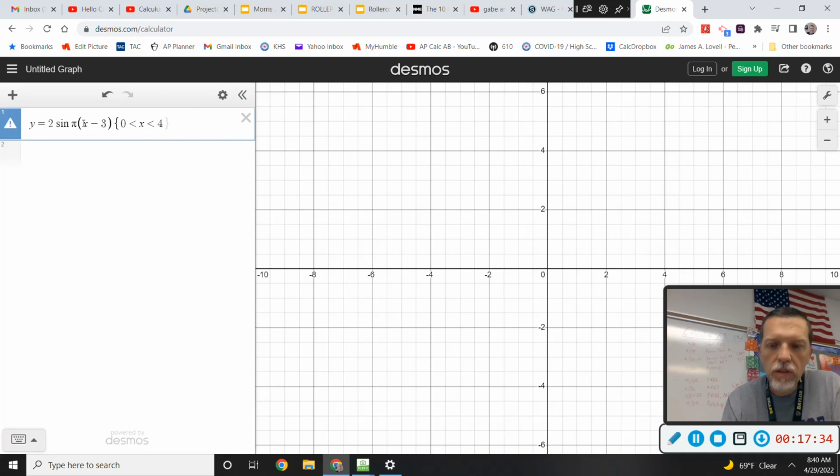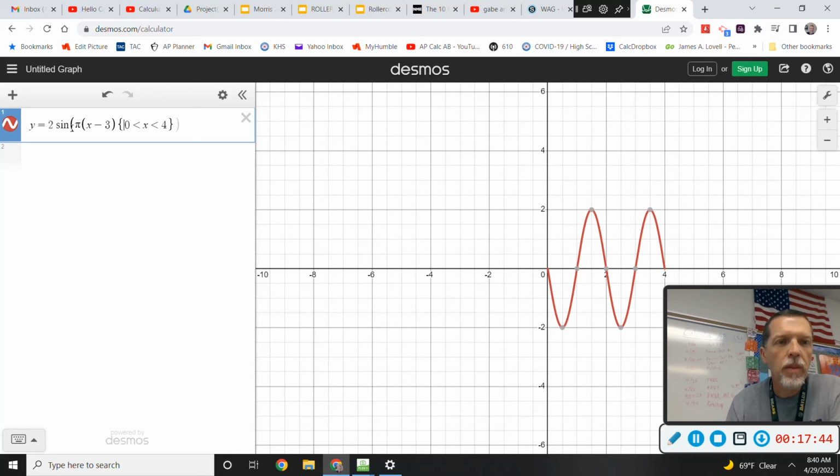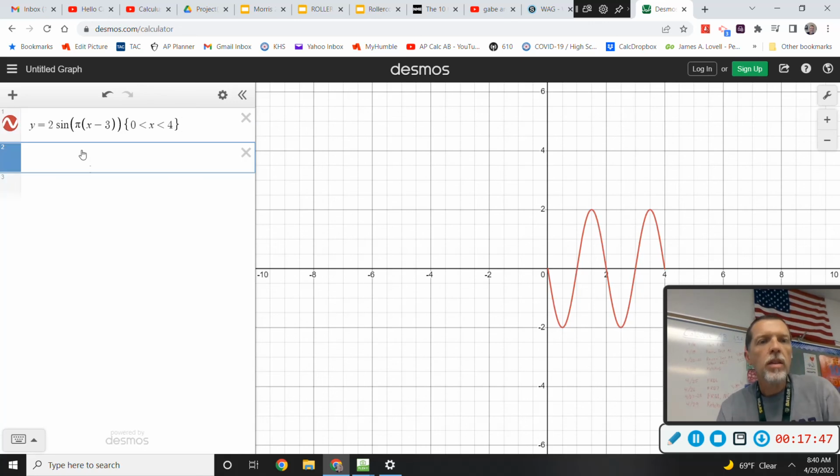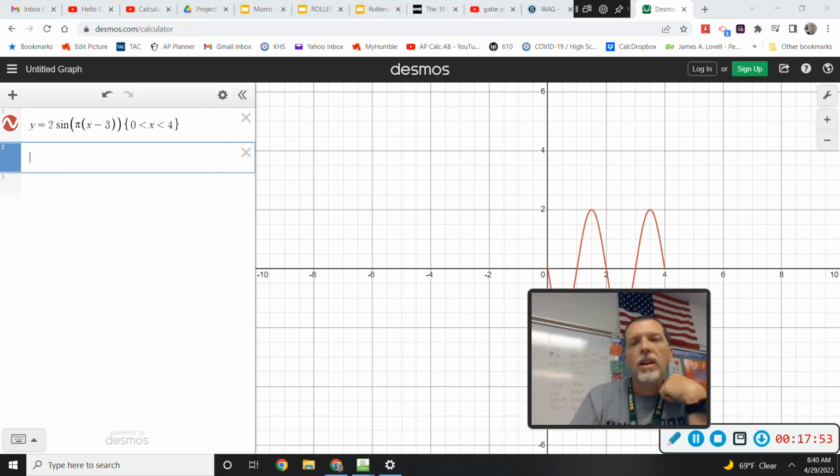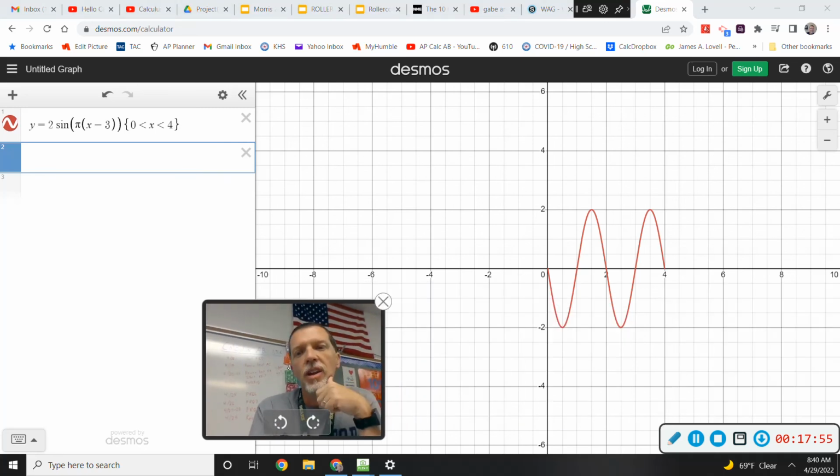Oops. Now, why isn't that working? Use parentheses around the argument of sine. Oh, at least it tells me what I'm doing wrong. There we go. And the curly brackets, the little fancy brackets, are how you limit the function, how you set the domain. So it graphed that sine function between 0 and 4.